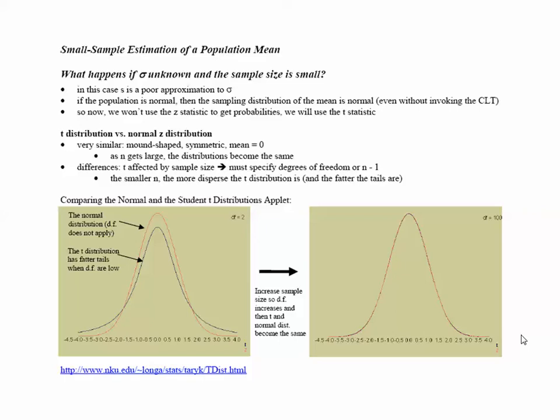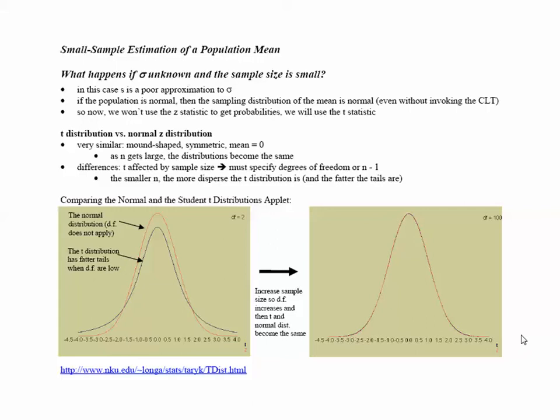In section 3 and in section 4, we use the z-tables, which are the standard normal distribution curves. The z-tables are fine when we have large samples, but what happens if the standard deviation is unknown and the sample size is small? In this case, the standard deviation is a poor approximation to the standard deviation of the population. So if the population is normal, then the sample distribution of the mean is normal.